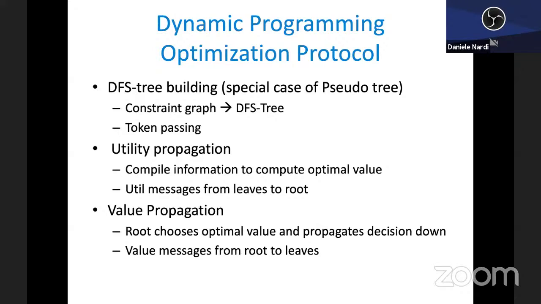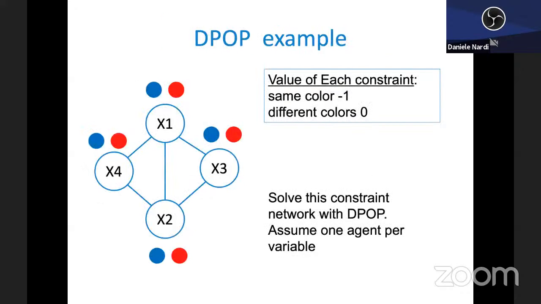Once they are all reached, each variable will have a value that guarantees the optimal solution for the overall problem. So, as you understand, having reduced the problem to these two phases, utility propagation and value propagation, provides a good framework for achieving a solution. So we are going to discuss the detail of the solution with this problem.